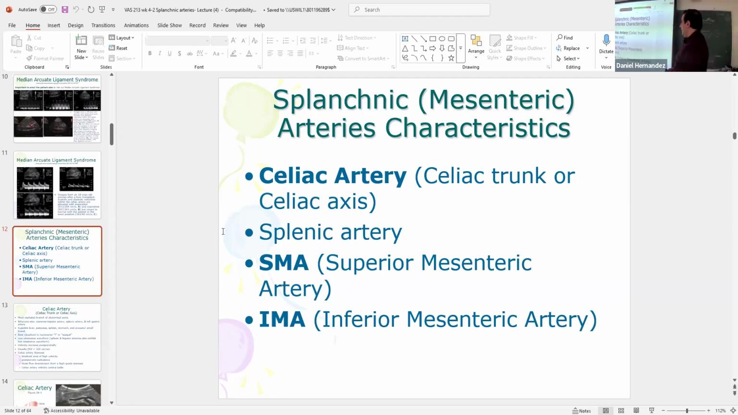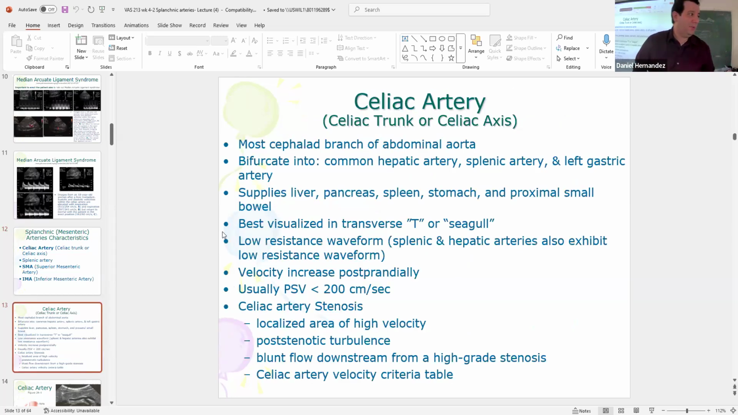All right, arterial characteristics. We're going to go through each one individually, talking about the arterial characteristics and what the Doppler waveform should look like in the normal patient. We know that the celiac artery is the most superior abdominal branch of the aorta. It comes off the anterior surface of the aorta. It trifurcates into the common hepatic, splenic artery, and left gastric artery.